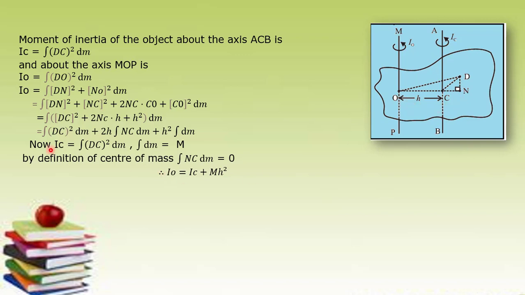you will get the last equation, that is the integration of dc square dm plus 2h into the integration of nc dm plus h square into the integration of dm. Now here Ic is equal to the integration of dc square dm, and the integration of dm is capital M. By the definition of center of mass, the integration of nc dm is equal to 0, and you will get the equation I0 equal to Ic plus Mh square.